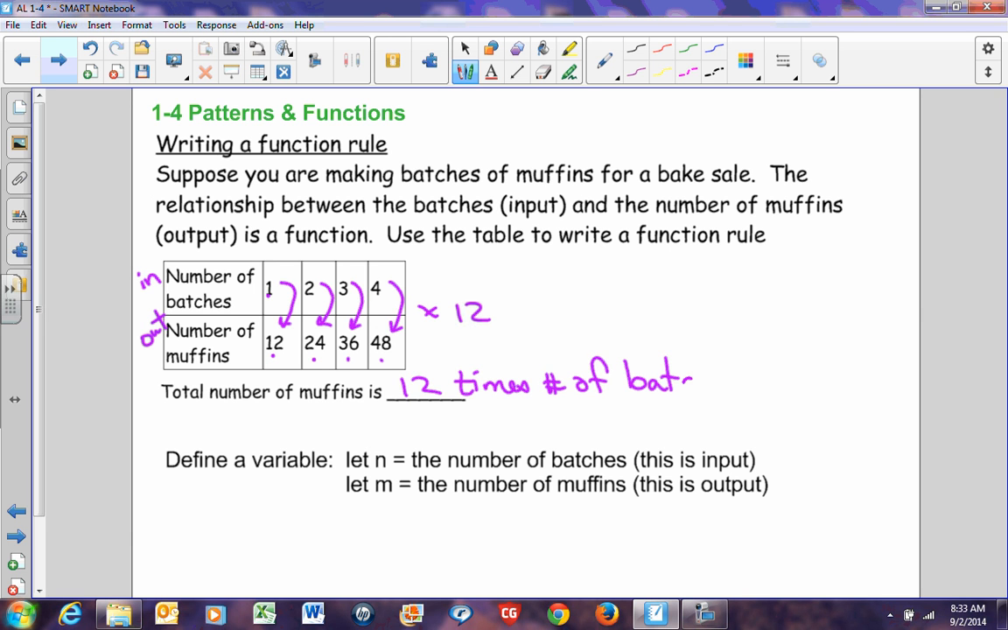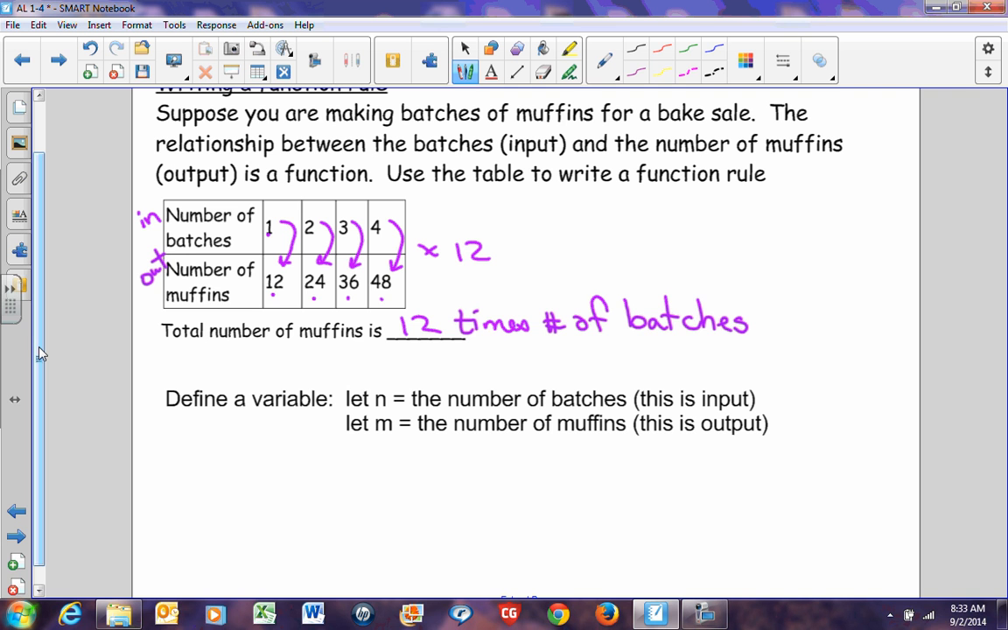To translate this into a function rule, we need to define some variables. And I just decided to do something fairly simple. I let n equal my number of batches, which happens to be my input, which is the independent variable. I let m be my number of muffins, which is my output, which happens to be my dependent variable.